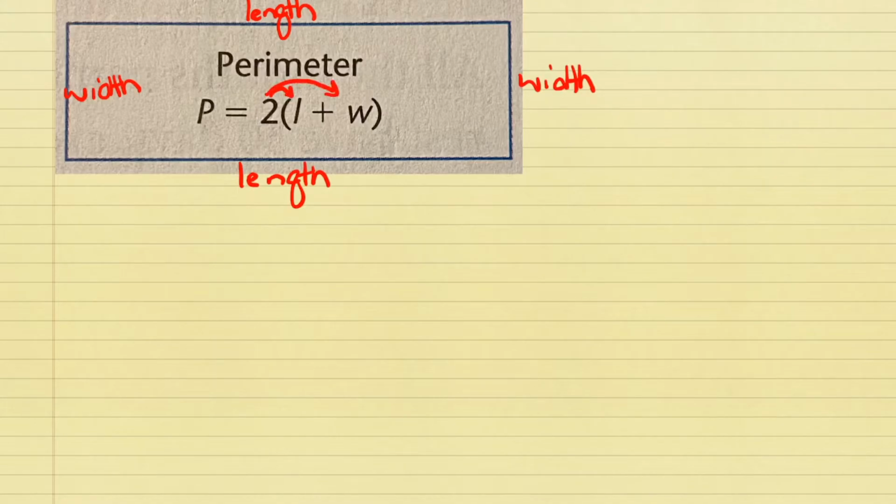Or you'd add the length and width together, and then multiply it by 2, because you have 2 of each. So there's a couple different ways. This is the way the book kind of wrote it. They wrote it like this. I just think it's easy if you just add the lengths and widths all together and just add them up.